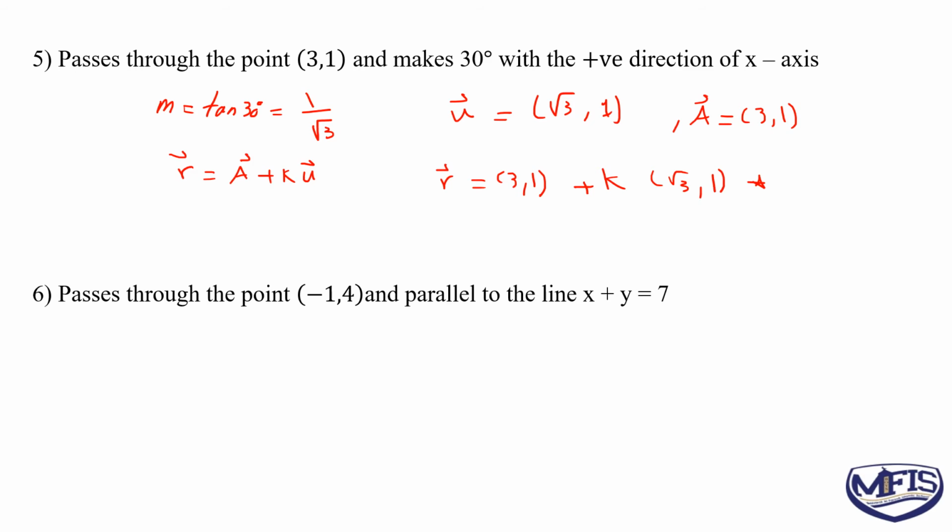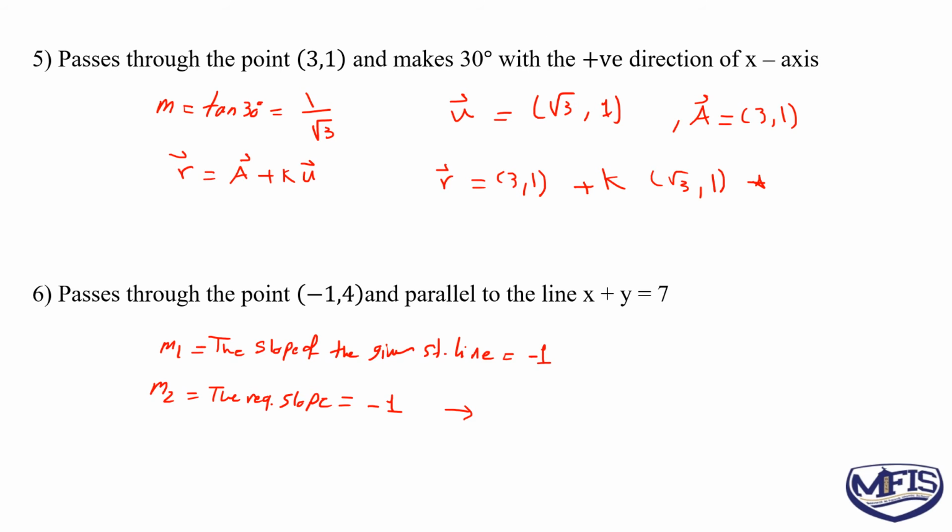And it passes through the point (-1, 4) and is parallel to the straight line x plus y equals 7. So the slope of the given straight line, represented by m1, is the negative coefficient of x over the coefficient of y, so negative 1 over 1, which means negative 1. So m2, the required slope, will also be negative 1 because the two straight lines are parallel.